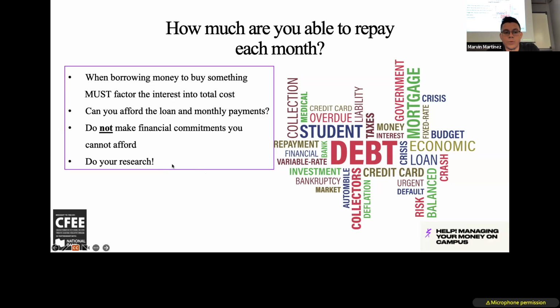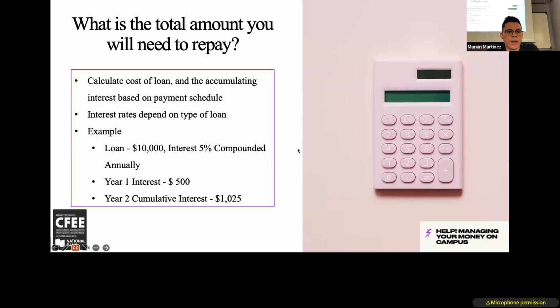You have to do your research. Okay, you have to calculate the cost of the loan and the accumulated interest based on the payment schedule. Interest rates depend on the type of loan you get, all right? Let's say you get a loan for $10,000, right? With an interest of 5% computed annually. So year one interest is $500.